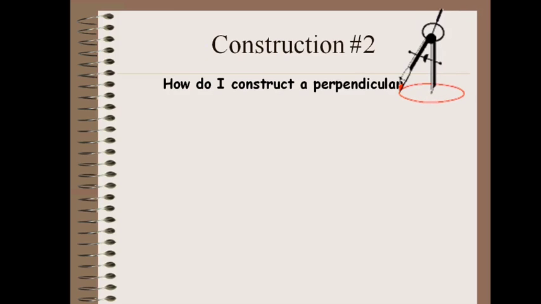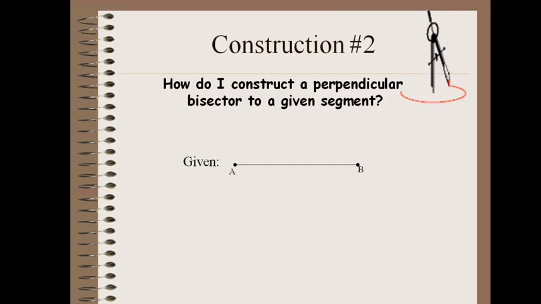Now second construction. How do I construct a perpendicular bisector of a given segment? Again, a segment AB is given of any length or given length. So as per the given length, you can draw a segment by using your scale and pencil. We need to draw a perpendicular bisector of AB. Perpendicular bisector means a line segment which must divide AB into two equal parts. As well, it should make a 90-degree angle with AB.